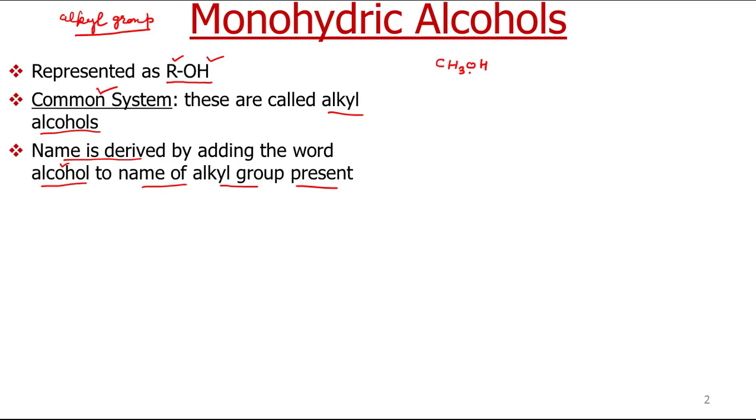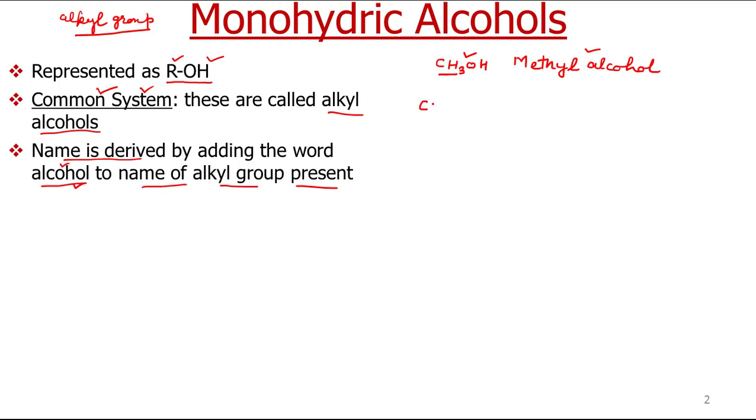CH3OH. Now in this compound the alkyl group is CH3, so it is called methyl. So we will write methyl, and now what we have to add? Alcohol. Methyl alcohol. So the name of this molecule CH3OH, according to the common system of naming alcohols, is methyl alcohol.